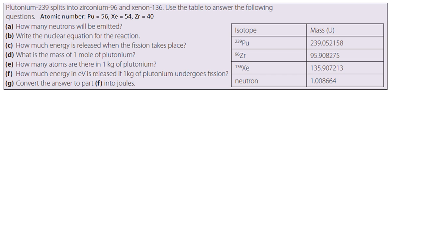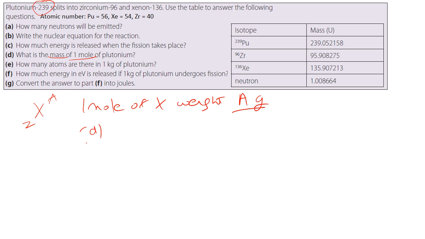The mass of 1 mole is the same as the mass number of any atom. Sheldon, the concept is if you have any atom X with mass number A and atomic number Z, then 1 mole of X will weigh A grams. In this case, we have to find the mass of 1 mole. The mass number for plutonium is given as 239, so the mass of 1 mole will be 239 grams. Right, so that is part D.